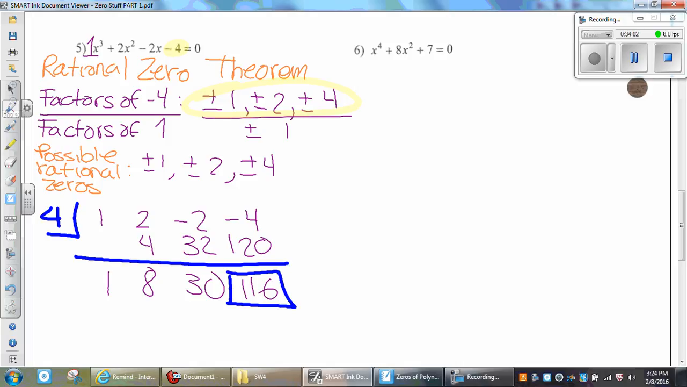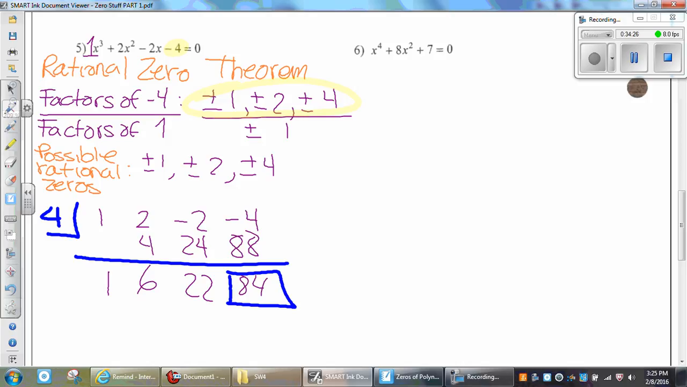136. Oh, this one. You know what? You guys are not gonna believe this, but I made the same mistake with my previous class. This should be a 6. 4 times 6 is 24. 24 minus 2 is 22. 4 times 22 is 88. 88 minus 4 is 84. So it still doesn't work.